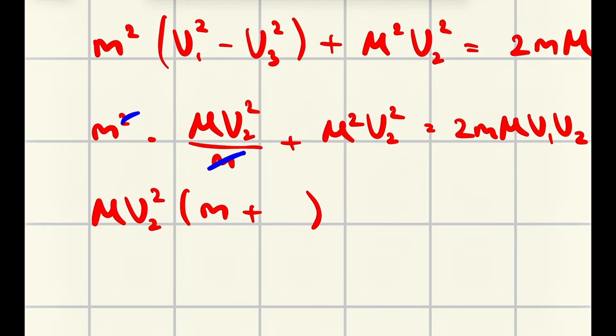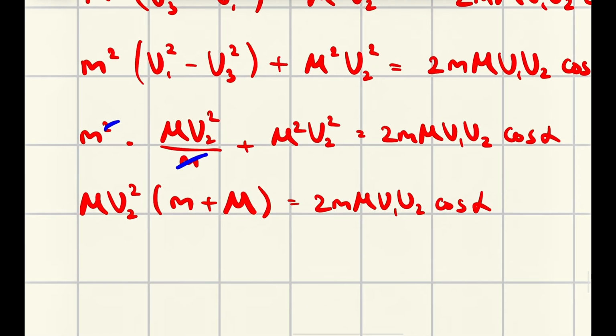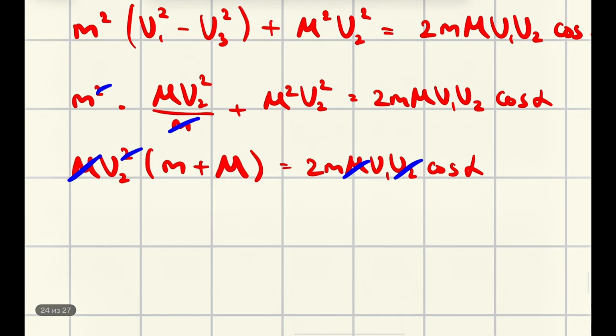This is not h, sorry for my writing. It's m like this. And maybe just, yeah, good. I think that's pretty good. This thing's got to be 2m v1 v2 cosine alpha. Okay, and right now, what can we do? We can just cancel one of the v2 and v2, and I believe the meaning of the cosine alpha is found right now.